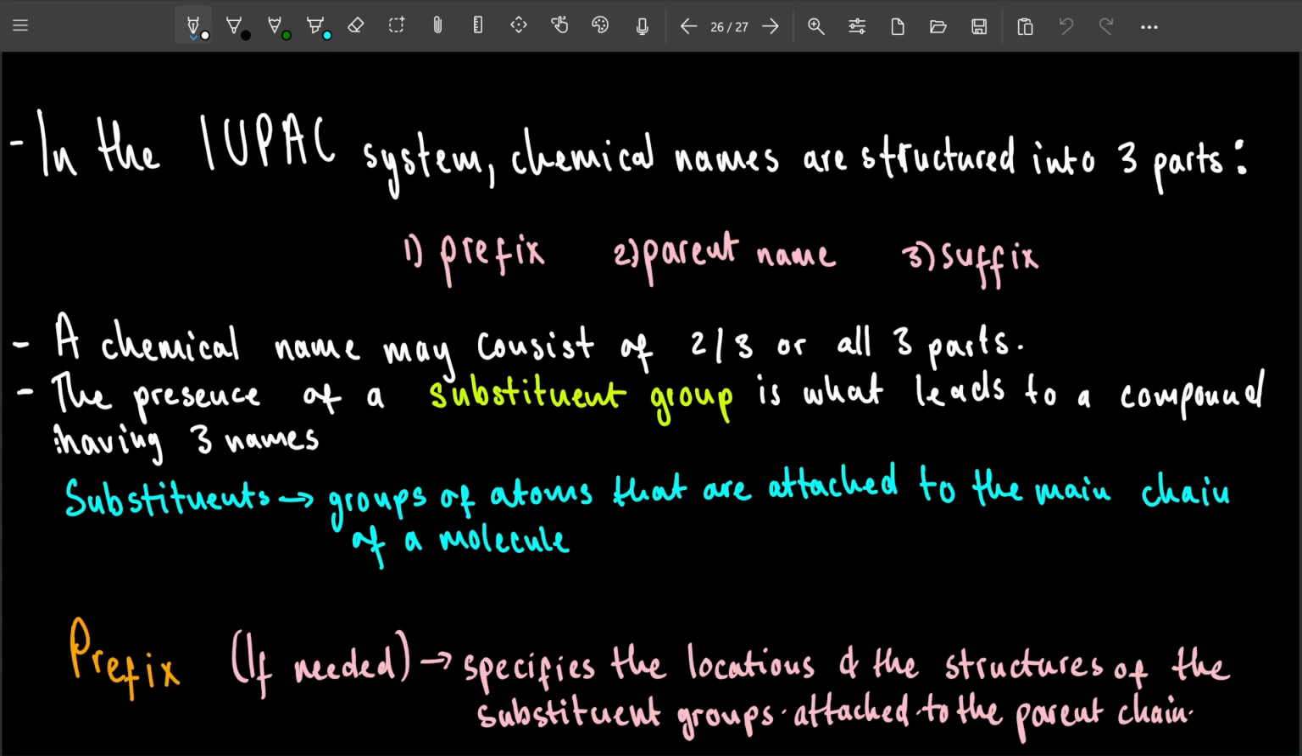Okay, so let me just go through the names. We said we have prefix, and then in the middle, the main name is going to be the parent name. Then the last part, which is like the surname, is going to be called the suffix, and this one is going to tell us which family it is from. So the IUPAC system breaks chemical names down into 3: prefix, parent or root name, then the last is the suffix, which is put at the end.